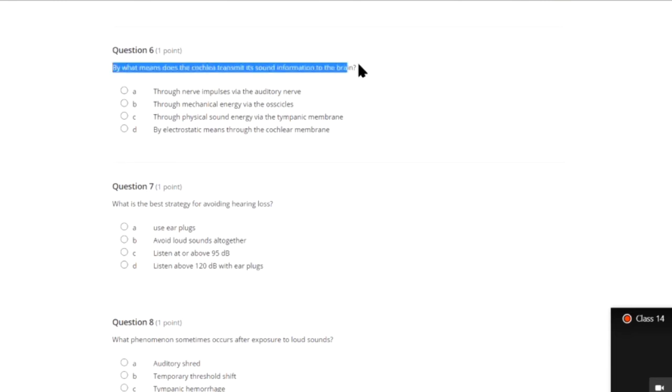Question six, by what means does the cochlea transmit its sound information to the brain? How does that snail convert information and send it to your brain? Through nerve impulses via the auditory nerve, through mechanical energy via the ossicles, through physical sound energy via the tympanic membrane, or by electrostatic means through the cochlear membrane? Okay, the answer is through nerve impulses via the auditory nerve.